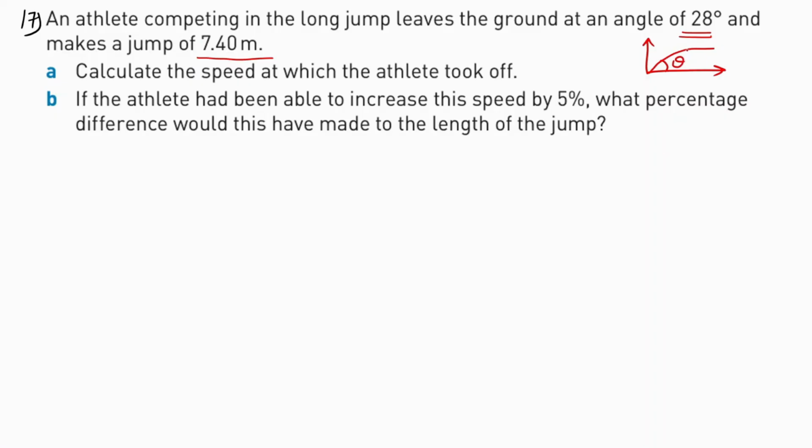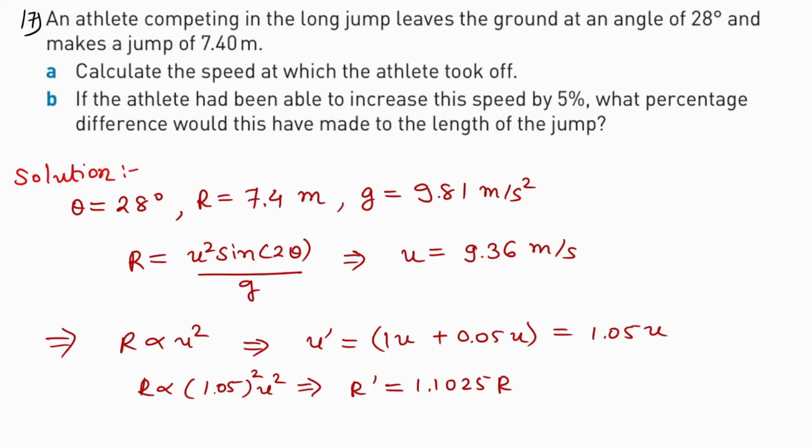In this question, they give a range, or this is a horizontal distance. Now, we need to calculate the speed at which the athlete took off. So we need to find the initial speed. I hope you easily understand this kind of concept because we have already had so many questions regarding this.